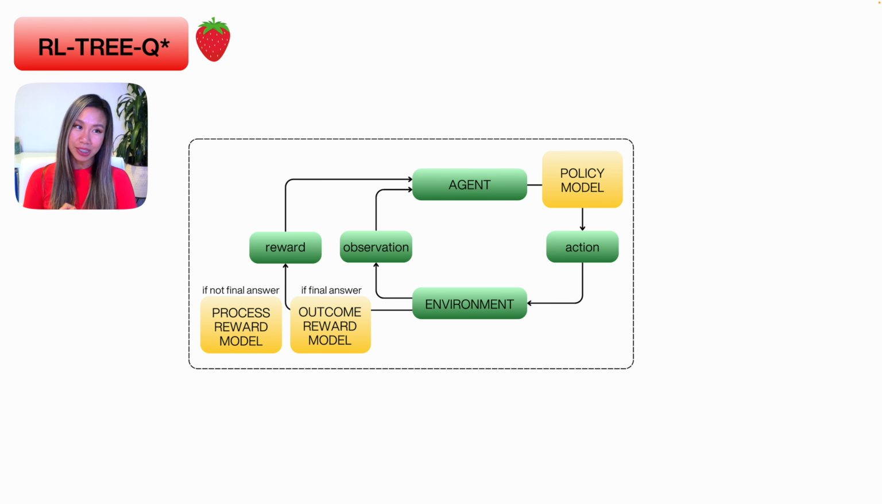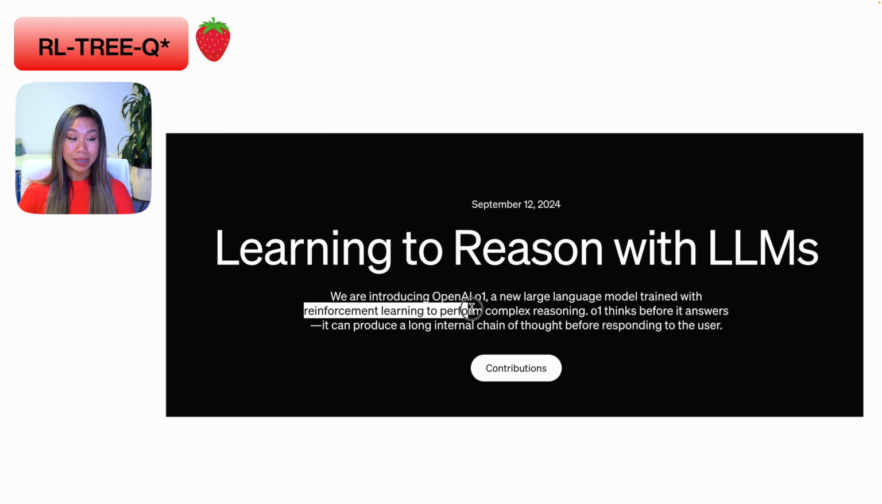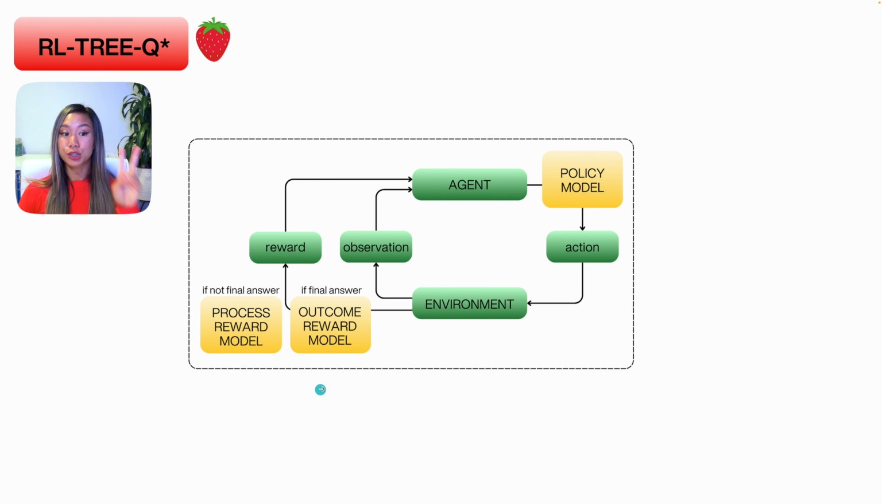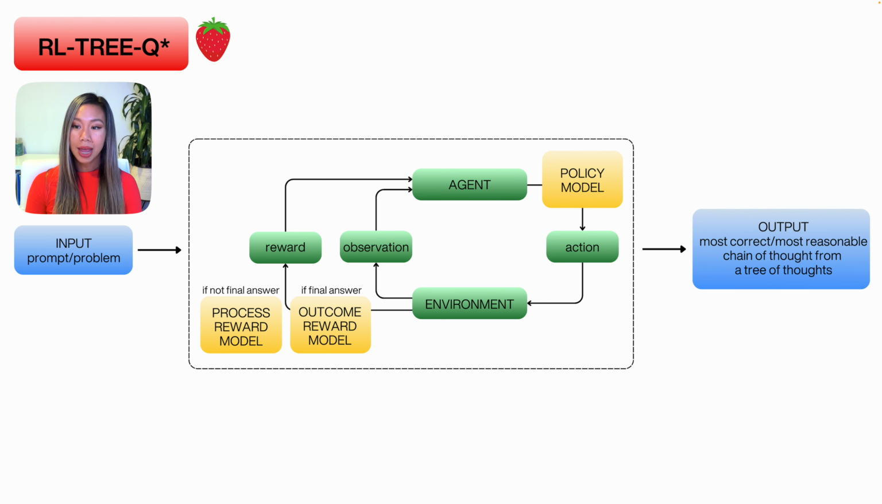And now for our next reinforcement learning algorithm, the super secret strawberry sauce. Here's where the model learns to reason. So we're going to turn up the complexity a little bit, which you might have already noticed with the two reward models here. Here, the input is a prompt or a problem, and your desired output is the most correct or the most reasonable chain of thought from a tree of thoughts. Now that's quite the mouthful, and you'll see how it's distributed over all the components here.